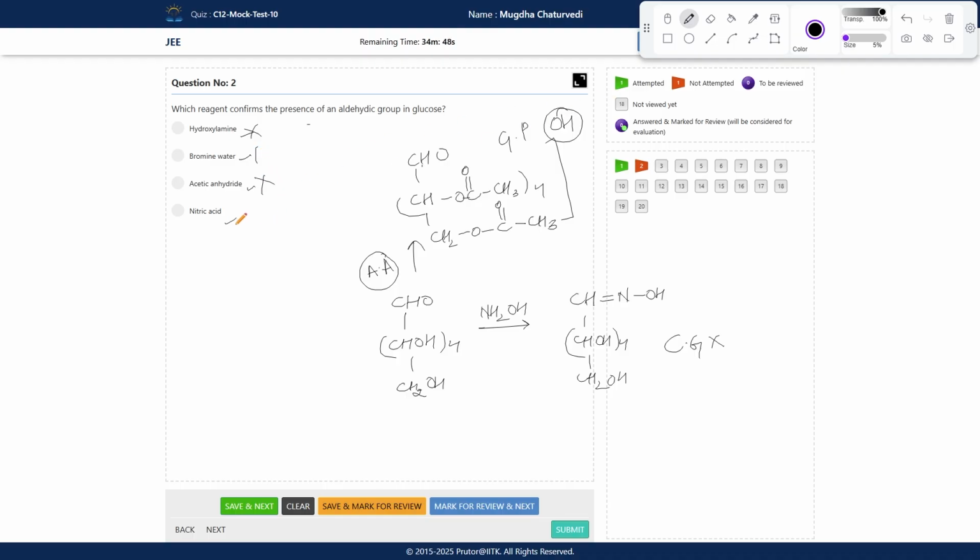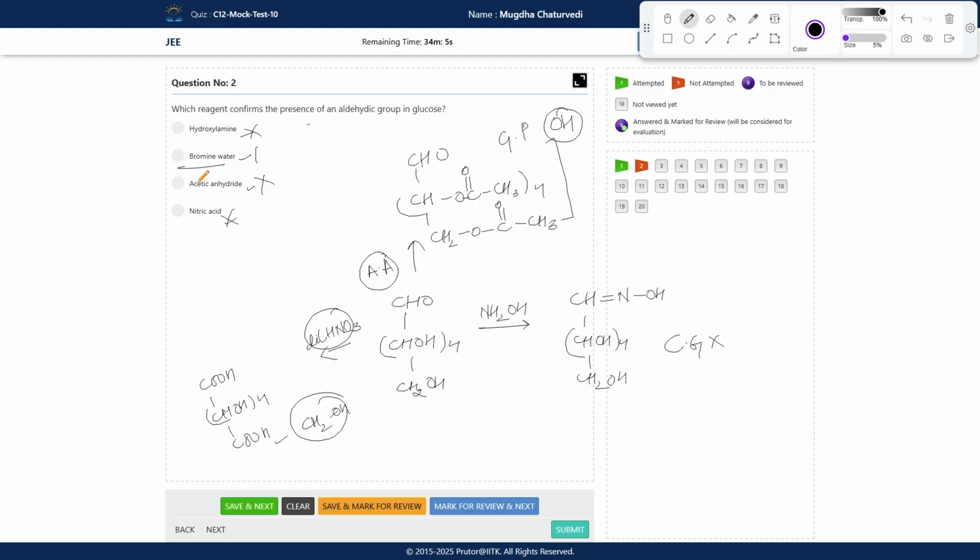Now, if we move on and see its reaction with nitric acid. If this is glucose, it reacts with dilute HNO3 and forms saccharic acid, that is CHOH4 and COOH. If you see over here, there is oxidation of glucose with a strong oxidizing agent like nitric acid, which forms saccharic acid. This confirms the presence of an alcoholic group, which is the CH2OH group. That means this option is also wrong.